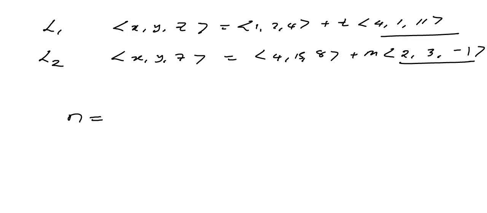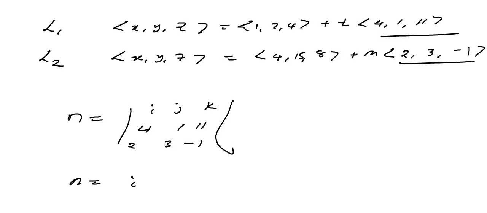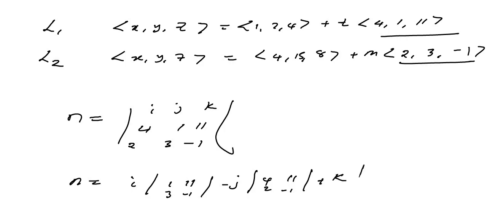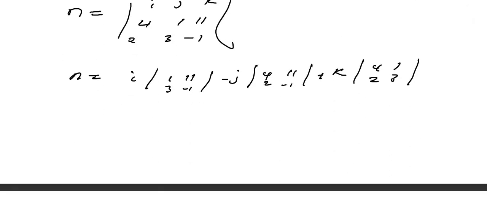We're going to get the normal vector by getting their cross product. So this is going to be I, J and K. The first one is going to be on top here, that's the 4, 1 for the first line, and the second one you have this. When you're done solving this, because this is going to be I, the determinant of this part, minus J, 4, 2, 11, and negative 1, plus K, you have 4, 1, 2, 3. Then from here, we can get our N. Our N is giving us negative 34, 26, and 10.